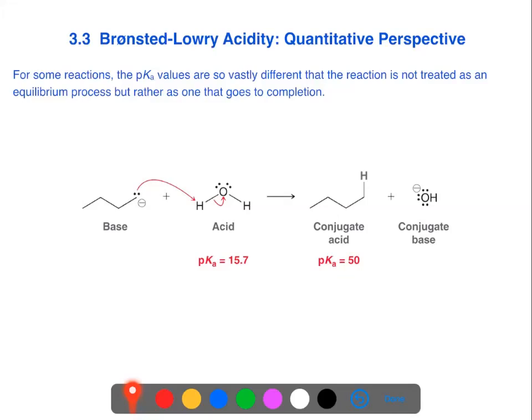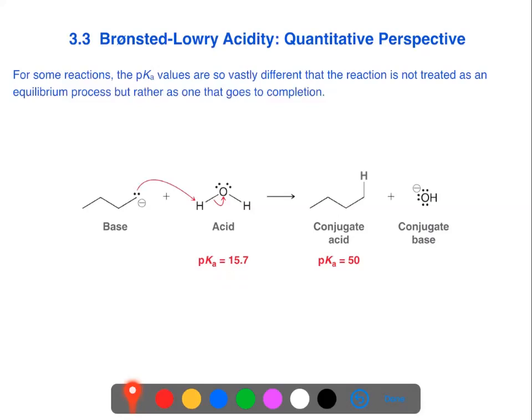And the resulting conjugate base of that original acid, the water molecule, is the hydroxide ion. Now, if we look at the relative difference in the pKa's, we see that there's over 30 orders of magnitude difference between that of the conjugate acid, the alkane, which is roughly around 50, and that of a water molecule with a pKa of around 16.